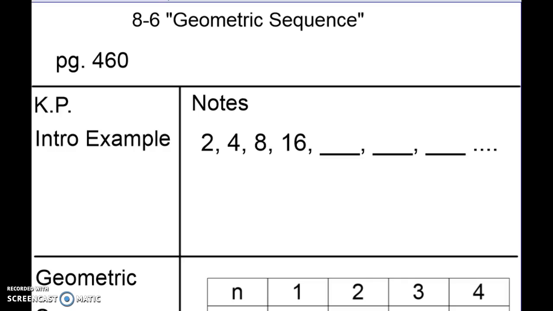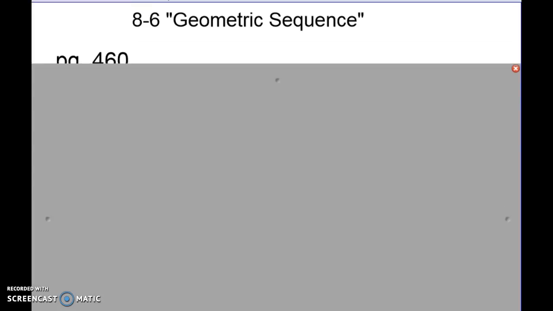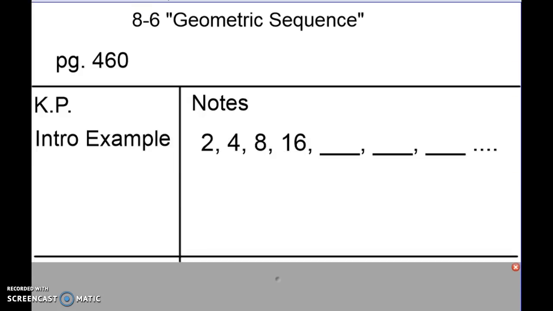So the first one is we just want to talk about this intro example here. Okay, so it is 8-6 on geometric sequences. If you get stuck, you can look in your textbook on page 460. Hopefully that should have a few answers for you. And the intro example. So we have this key point, intro example, and then this sequence right here.